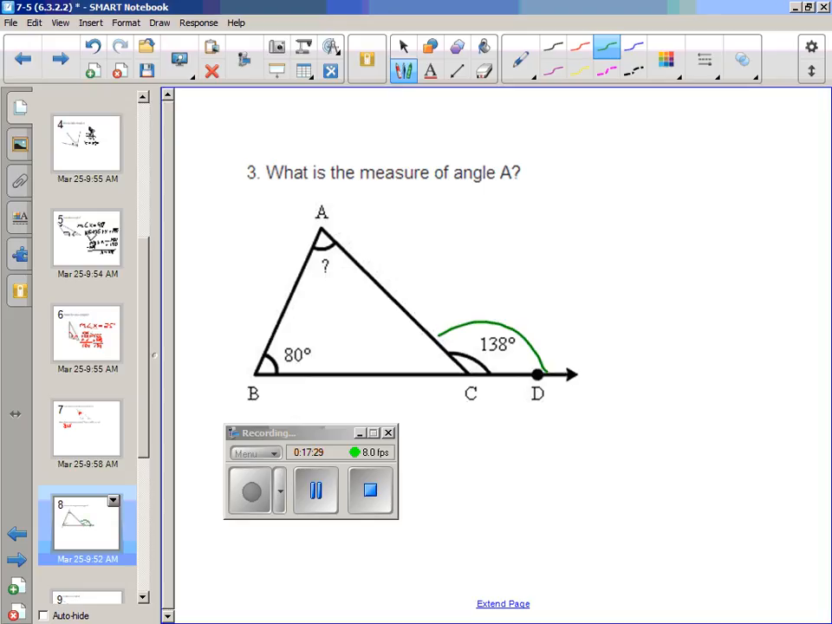This measure right here of 138 degrees gives us a big hint as to what this piece is right there. Everybody see the supplementary angles between the two? Can we figure out what this angle, it's called angle C in this triangle, can we tell what angle C is based off of this 138 degrees? What would we do?